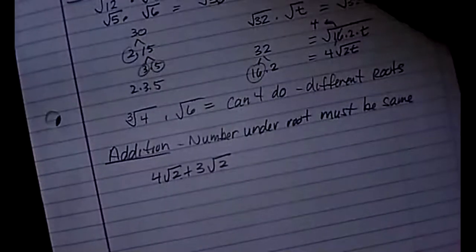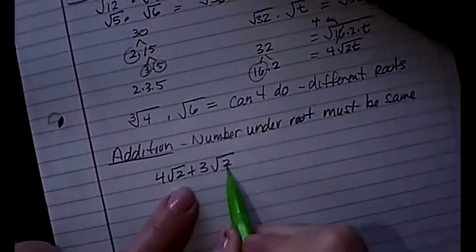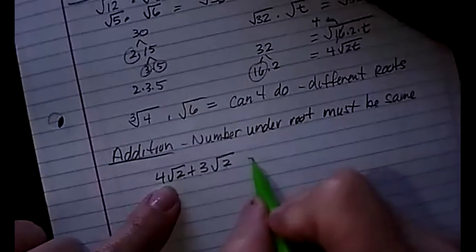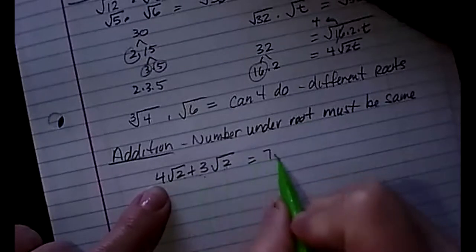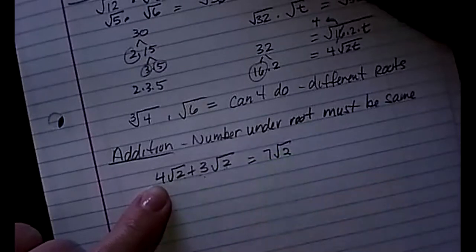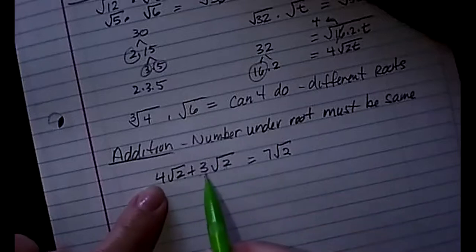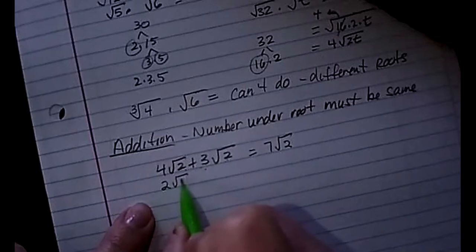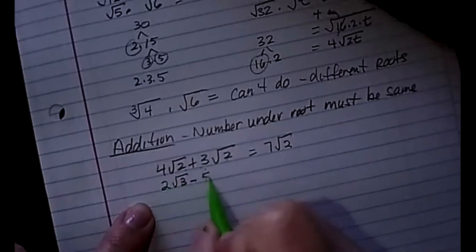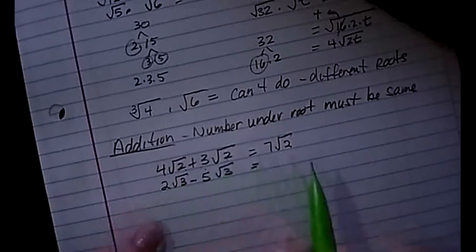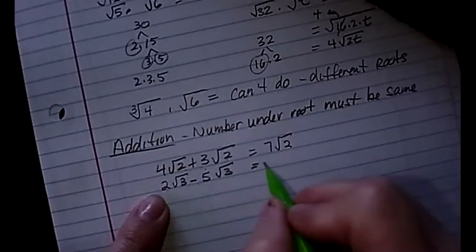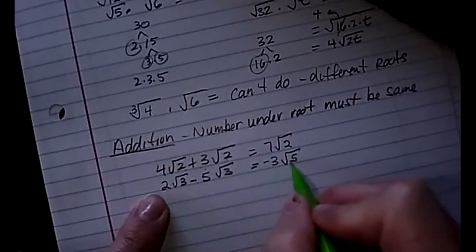Okay, nice sloppy writing there. So these are the same. So this is just saying I have 4 radical 2's and I want to add 3 radical 2's. So how many total? 7 radical 2's. You just add these right here. Okay, so if I have 2 radical 3 minus 5 radical 3, I can do that because these radicals are the same. So 2 minus 5 is a negative 3 radical 3.